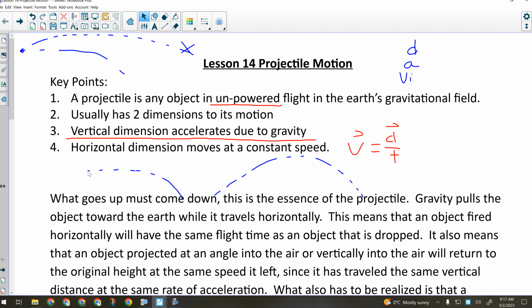So that means then that the simplest projectile is a falling object. That is an object that is in unpowered flight in the Earth's atmosphere. Think back to Toy Story.